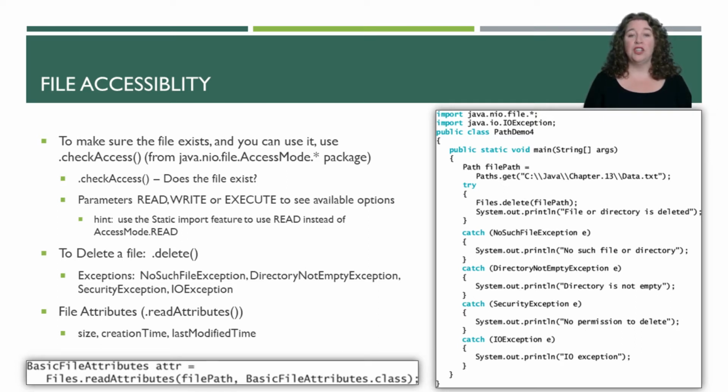It also raises security exceptions, like you don't have permission, or IO exceptions. You entered the file folder wrong, or you entered the file wrong. There's just something that's IO that's wrong when you delete a file. But the method to delete is just file.delete. And you can just do that.